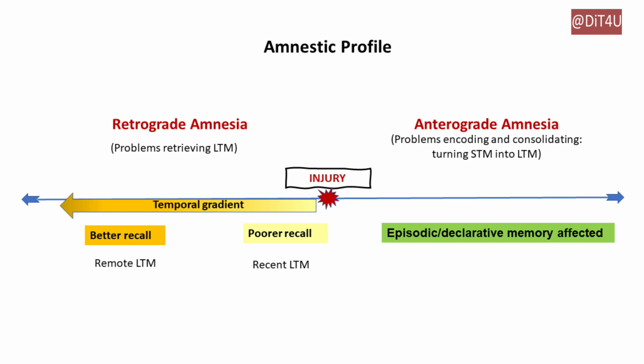In retrograde amnesia, there is a special feature known as temporal gradient. That means time-related gradient, which means basically if there is a memory that is closer to the injury, it has poorer recall. So recent long-term memory is lost. Whereas remote long-term memory or events that have happened several years before the injury, there is better recall. So that is known as a temporal gradient. Poorer recall closer to the injury, better recall for more remote long-term memory. And in anterograde amnesia, declarative or episodic memory, autobiographical, turning that into long-term memory is affected.